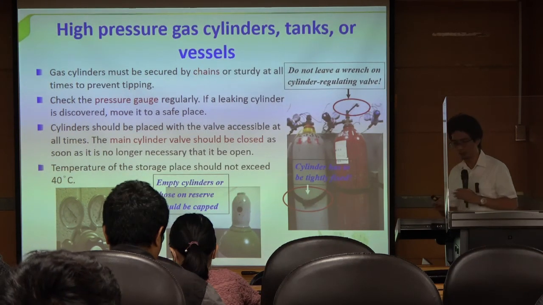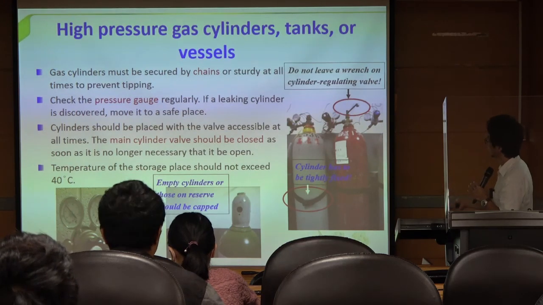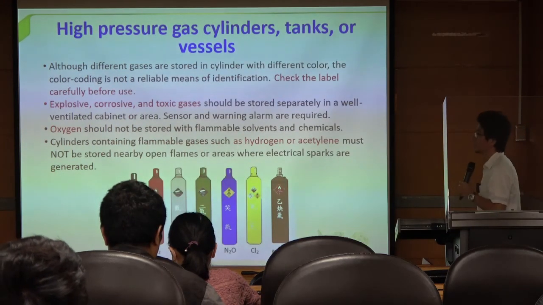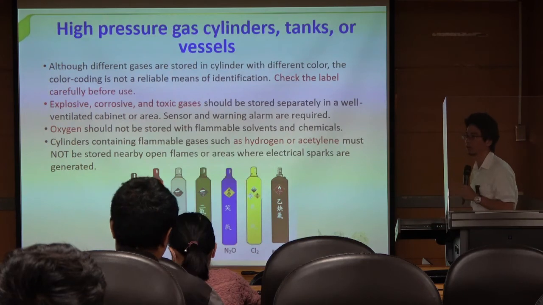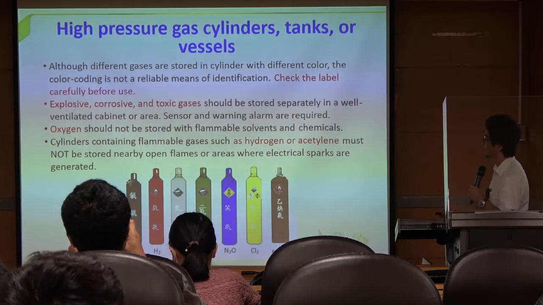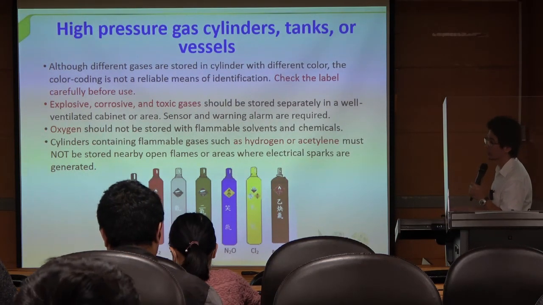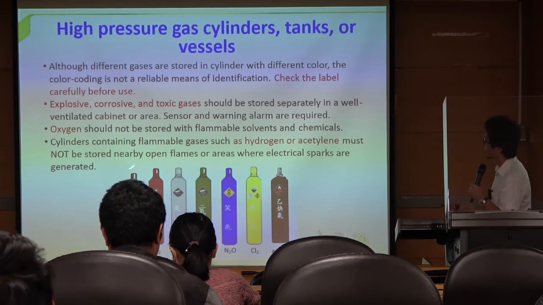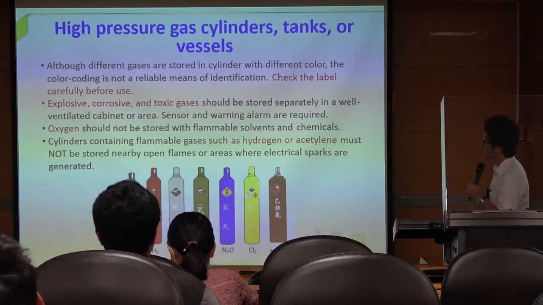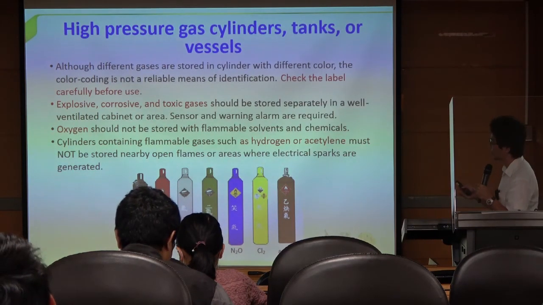But lots of laboratories put the cylinders like this one. Okay. And the colors outside of the cylinders are different. For example, the black one is the oxygen. Why is it black? Because oxygen is very dangerous. Usually you will see the oxygen cylinders in the hospital, not in laboratories, because oxygen is really dangerous.